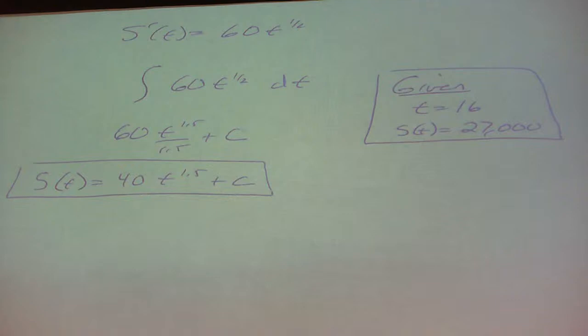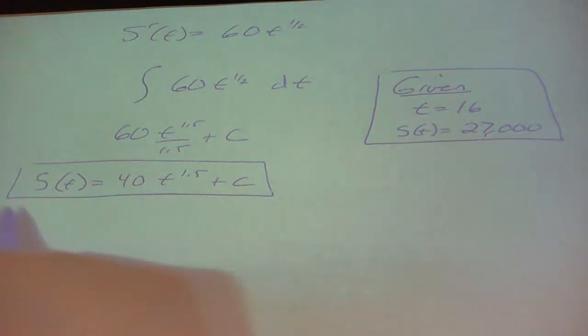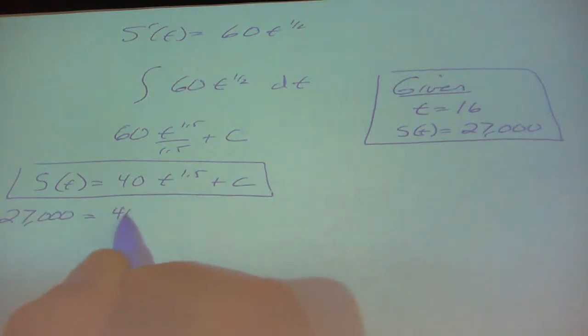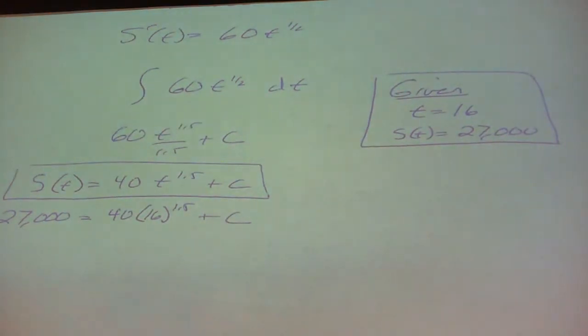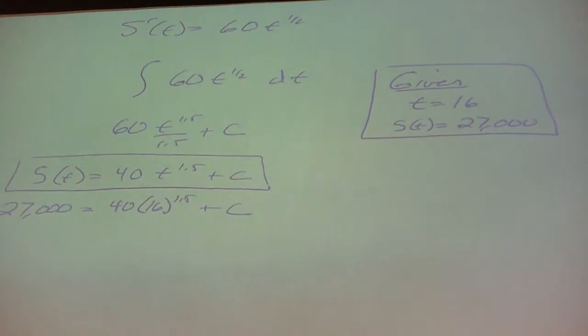Now the problem is we don't know what C is. So they told me that when the listeners was 27,000, that was on day 16. So I'll give you a minute to solve that if you didn't get that far.